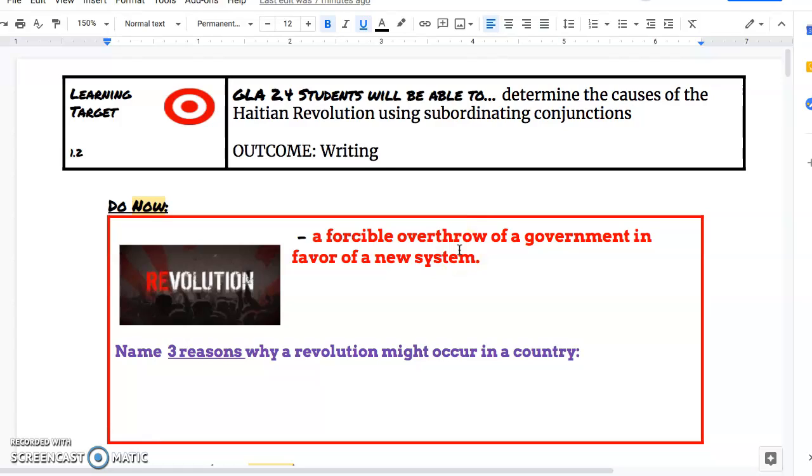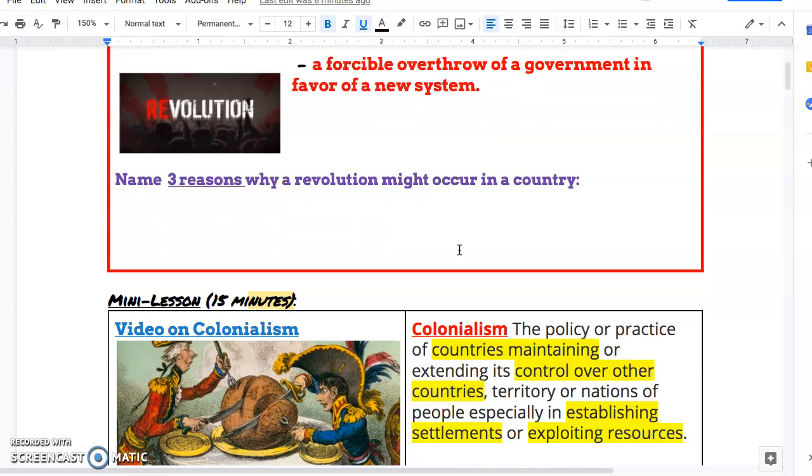So I want you to think about 3 reasons why a revolution might occur in a country. Any country, you can think about examples of revolution that you've known before. Think about things that might be happening in this country that might cause people to overthrow their government in favor of a new system. All right.